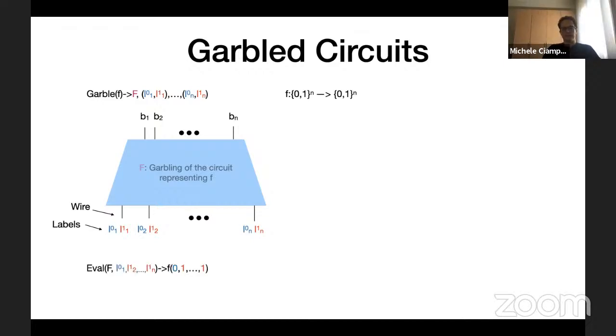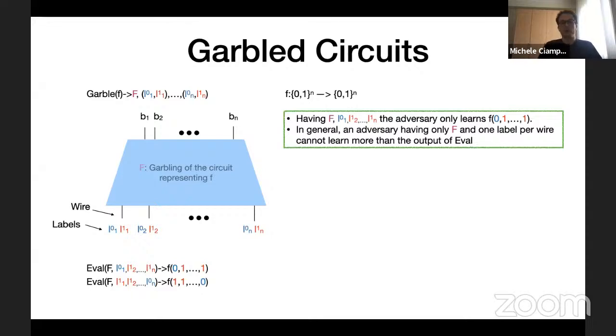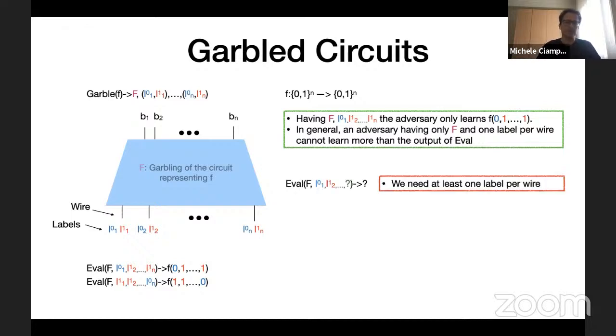So the idea here is that we can use a second algorithm, an evaluation algorithm, that on input the garbling, capital F, and a set of labels, more precisely we need exactly one label per wire, we can compute the output of the function on the input encoded in these labels. As in this example here, the first label represents an encoding of zero. So the first input of the function will be zero and so on. In terms of security, what we want is that if we give the garbling of this function to an adversary, and we also give exactly one label per wire to this adversarial party, the adversary should learn nothing more than the output of the function that can be inferred by running the evaluation procedure using this set of labels.